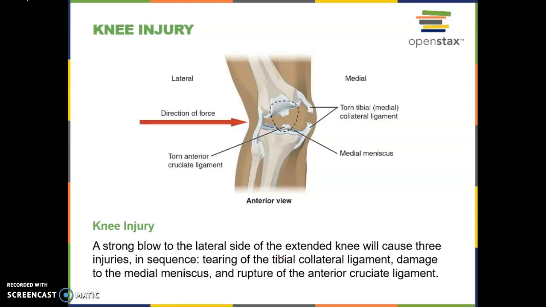Now, if there is injury to the knee joint, specifically if we have a strong blow to the lateral side of an extended knee, this will actually cause 3 injuries. There will be tearing of the tibial collateral ligament, which is this ligament that connects the tibia to the femur. And there will be damage to the medial meniscus. This is the medial meniscus that will be damaged. And there is another ligament called the anterior cruciate ligament here, which will be ruptured. So this one will be torn.